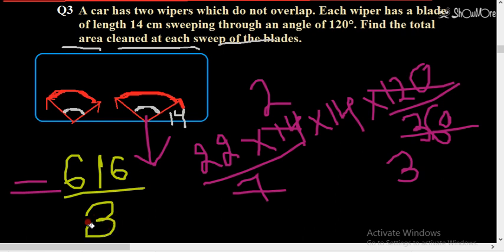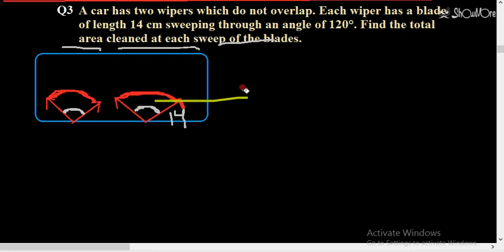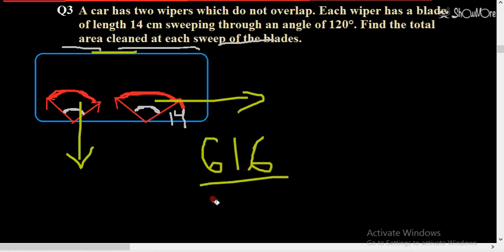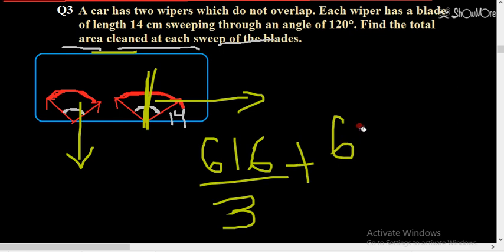For one wiper the area is 616 by 3 centimeter square. Similarly, 616 by 3 will be the answer for this one. When I have to find the total area, I will add these. So 616 by 3 is the area of this right wiper. Obviously, because the radius is the same for two wipers, 616 by 3 will be the area for the left wiper, this one.